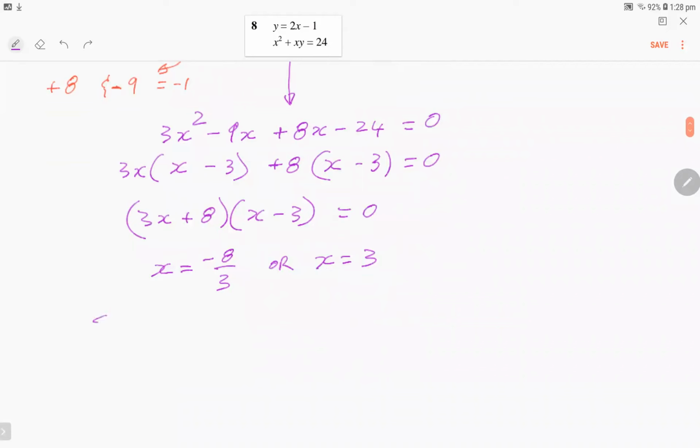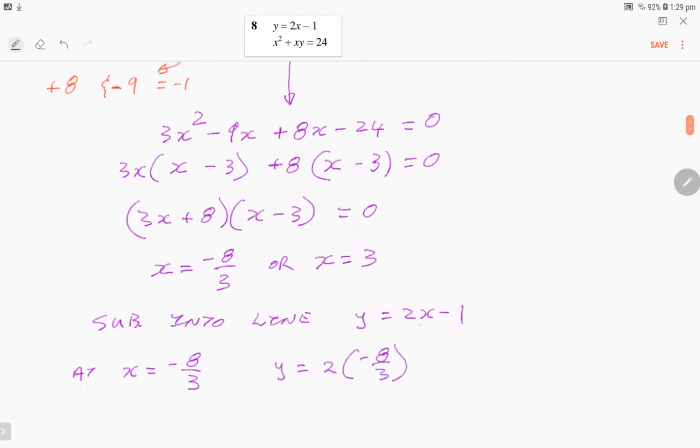Right? So we're going to substitute these two x values now into the line equation, which is y equals 2x minus 1. All right. Firstly, at the point where x equals negative 8 over 3, the y value becomes 2 times negative 8 over 3. That's for the x value there. I replace the x with negative 8 over 3, minus 1. And then we'll work it out. It becomes minus 16 over 3, and this 1, I'm going to write it as 3 over 3.